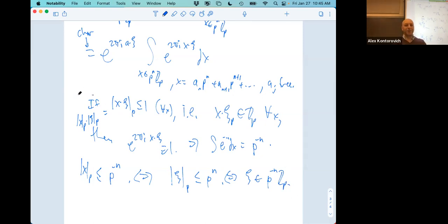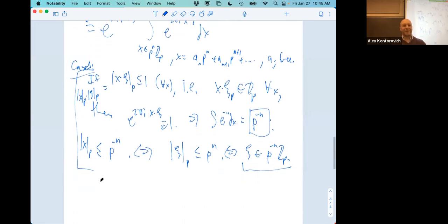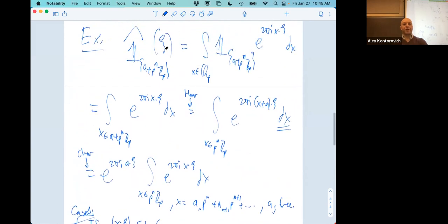Okay, so that's case 1. Case 1 is the case that c is in p to the minus n Z_p. Then we get this calculation, p to the minus n, for the integral, and there's this constant out front. c is the argument of the Fourier transform, exactly. c is what we're putting into the transform function.